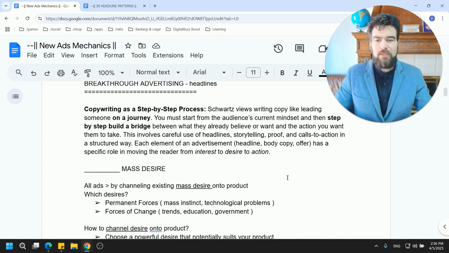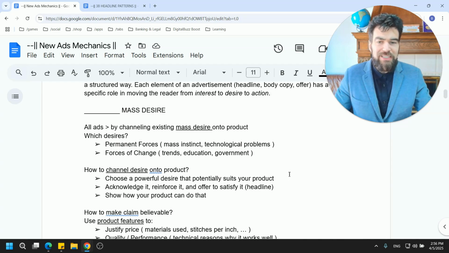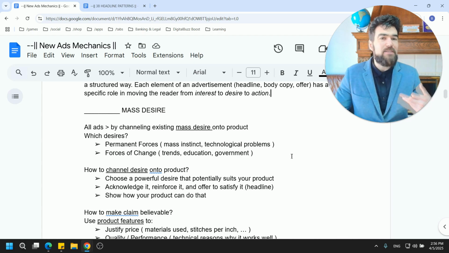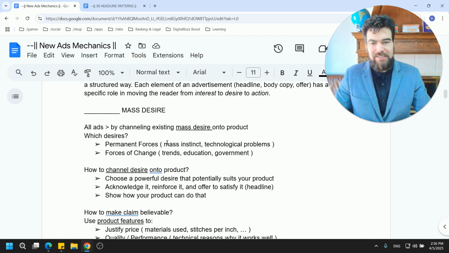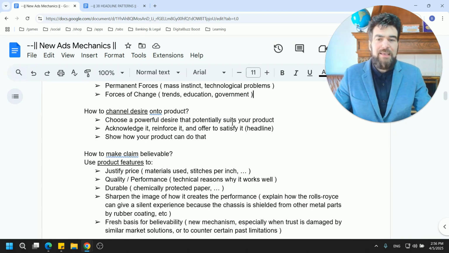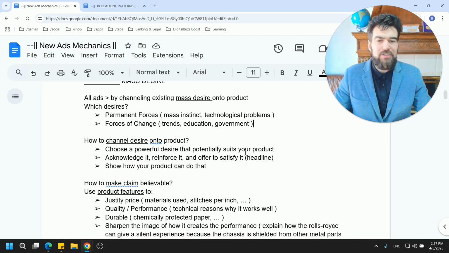The main theme of Eugene is that he's speaking a lot about mass desire. And we don't create these desires, but these are desires that are already there. So these are permanent desires and then non-permanent, so forces of change, which are trends and stuff like that. And we need to channel those desires onto our products and onto our ads. Well, this is the job of our ads.